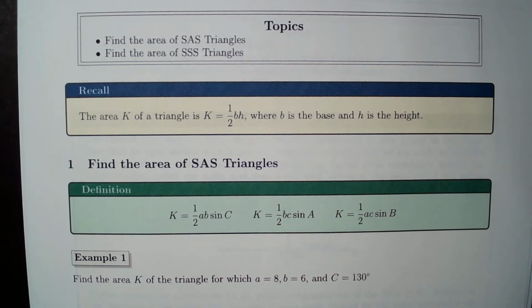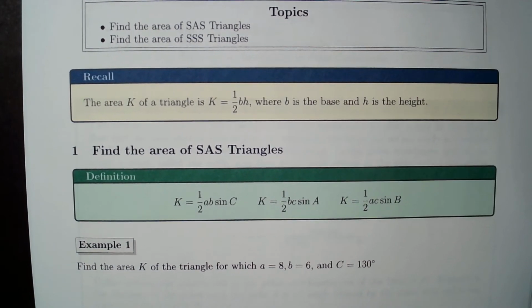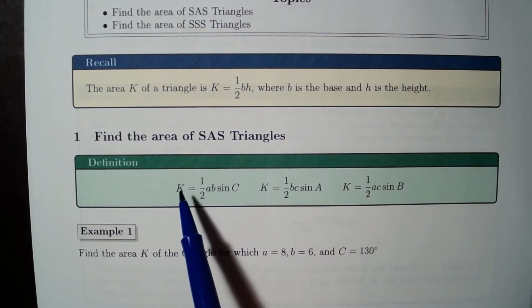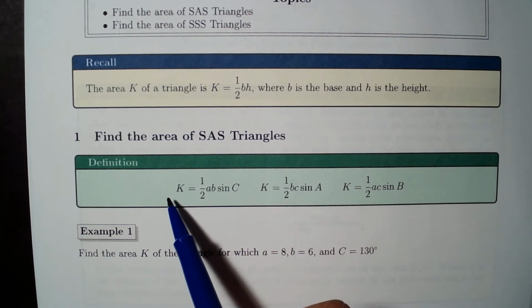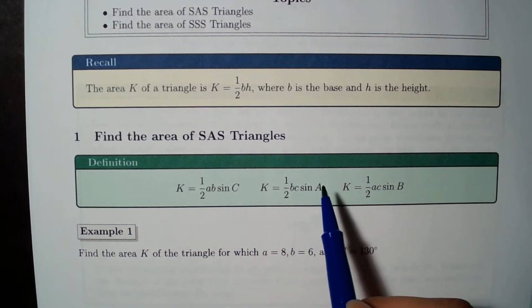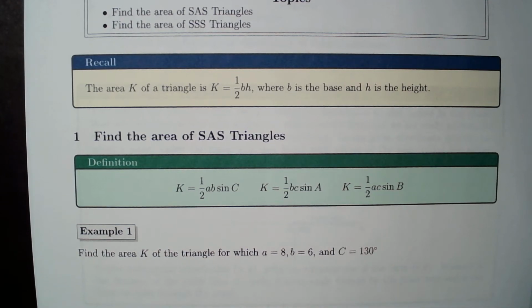The proof for this formula, I'm going to skip it for now, and so these are the three variations of the formula. Notice we're using K for the area, even though the symbol for the area is A. The reason we're not using A is to avoid confusion with the angle A.